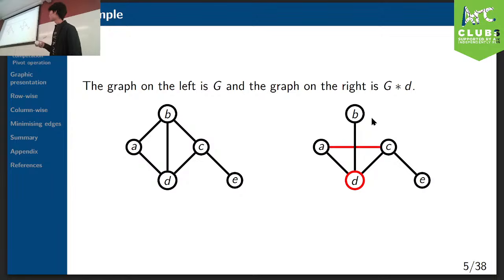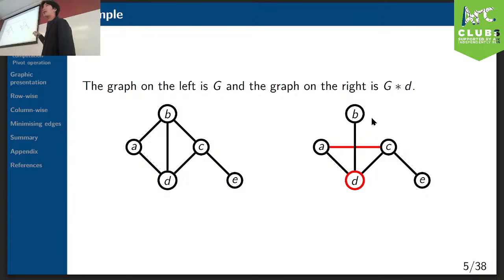So as an example, on the left, we have some graph G, and the neighbors of D are A, B, and C. For every pair of neighbors, we're going to toggle the adjacency. So since A and B are connected, we remove that edge. And since A and C are disconnected, we add that edge. And so the new graph we get on the right is G star D.